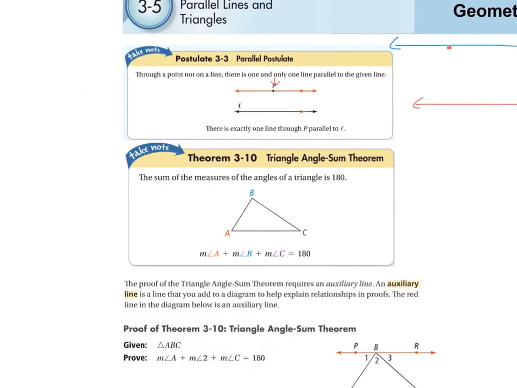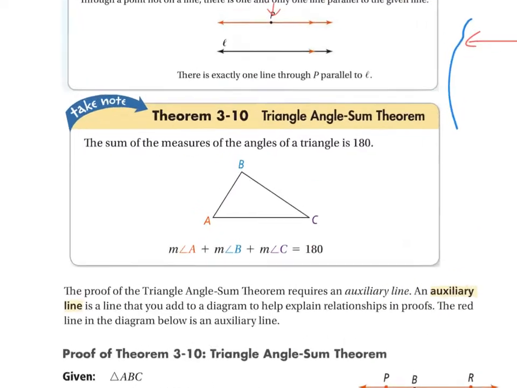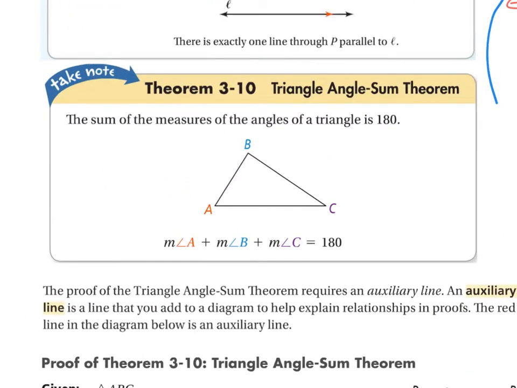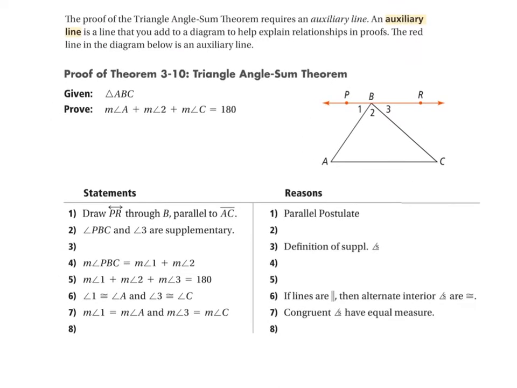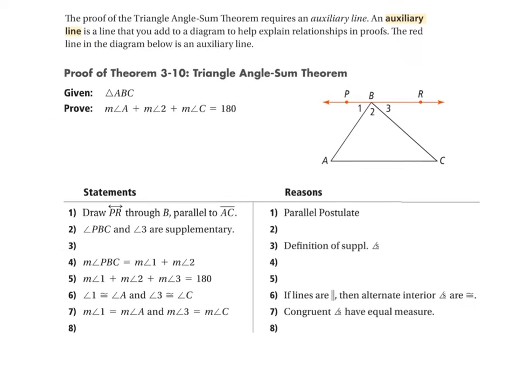This next one is something we are going to use over and over and over again. You probably have already seen it before, and if not, that's okay. So the sum of the measures of the angles of a triangle is 180. So all of the angles inside a triangle add up to be 180, and this is called the triangle angle sum theorem. Like I said, we're going to be using this a lot. Okay. So now here is the proof of the triangle angle sum theorem.